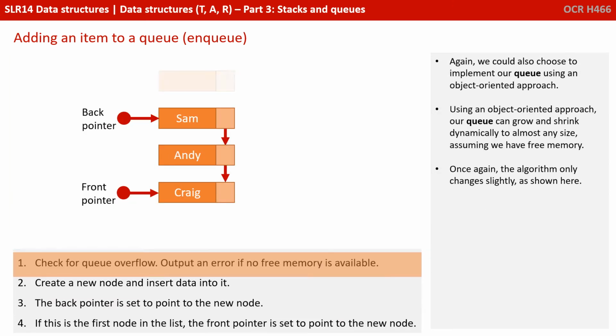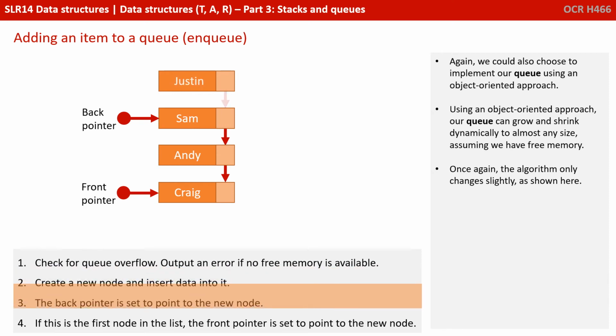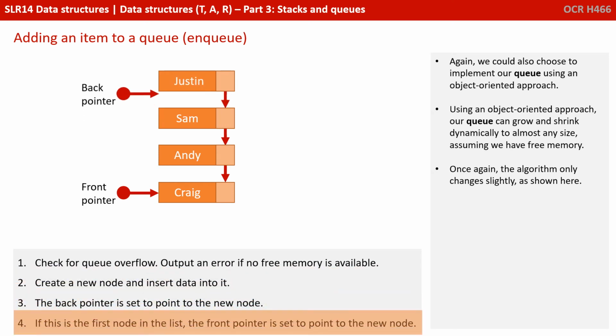Again, we could also choose to implement our queue using an object-oriented approach. Using an object-oriented approach, our queue can grow and shrink dynamically to almost any size, assuming we have free memory. Once again, the algorithm only changes slightly, as shown here.